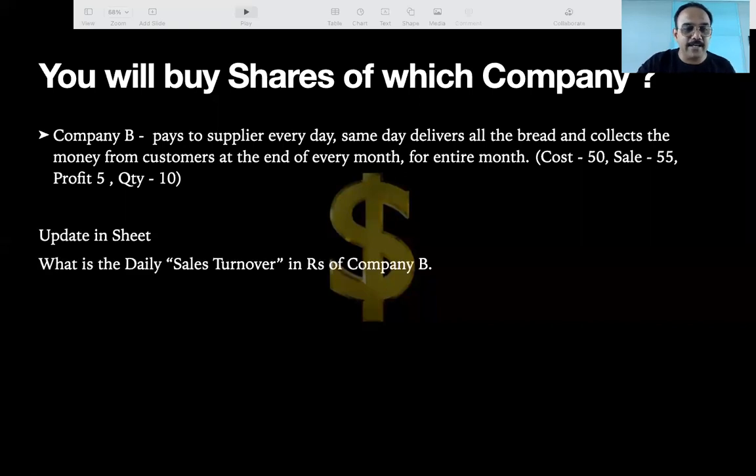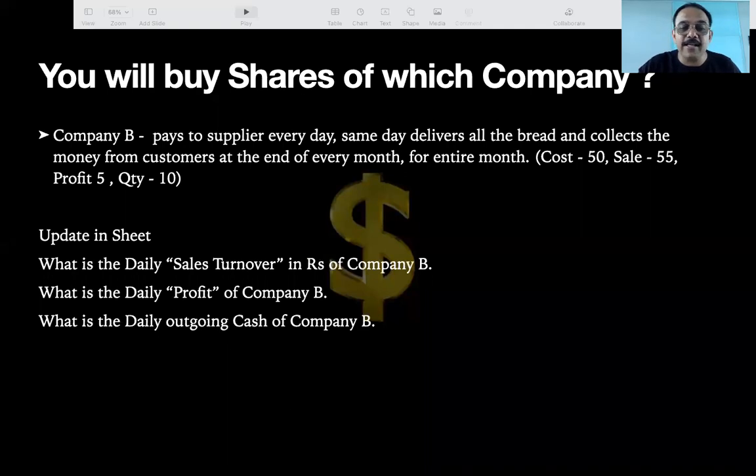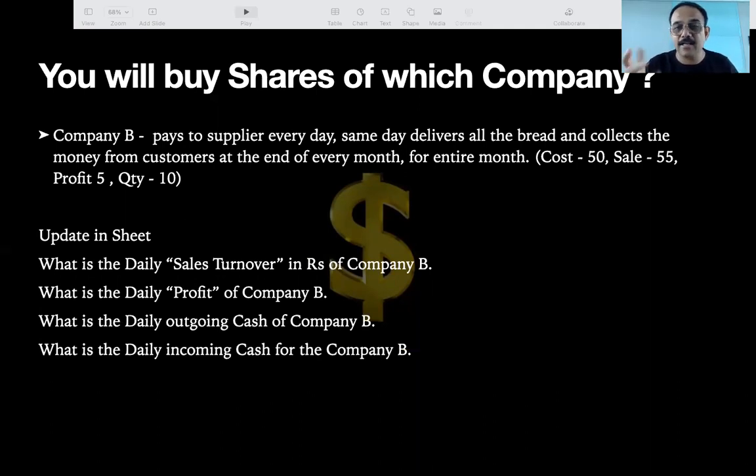Now let's update the sheet. What is the daily turnover of company B? How much sale are they doing every day? 550. What is the daily profit of the company on paper? 50. What is the daily outgoing cash of the company? 500. What is the daily incoming cash for the company? Nothing. It will collect only after 30 days. So 0. Correct? Are they getting any money every day? No, they are collecting money after 30 days.